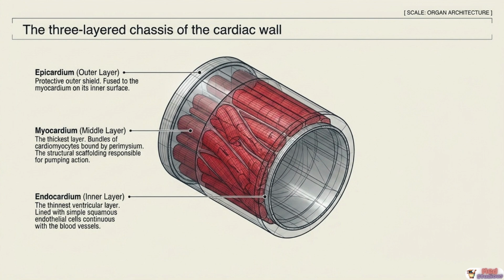Finally, lining the internal chambers of the heart is the endocardium. This thin, smooth internal layer is composed of a simple squamous endothelium continuous with the lining of the great blood vessels, ensuring that blood moving through the chambers encounters minimal friction as it flows.